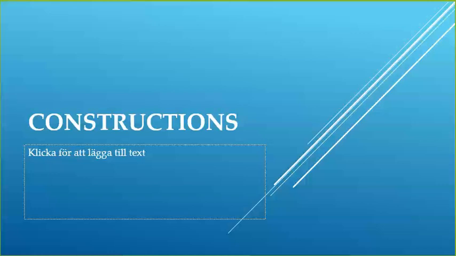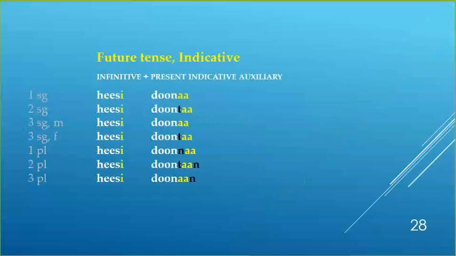constructions that then consist of two verb forms. We have a future tense, which in the indicative then consists of the infinitive plus the present tense indicative of the auxiliary. So this form, if we talk about forms, this form is a present indicative. And since it's a present indicative, we can also have it in the reduced form. We can also have it in the subjunctive, and we can also have it in the reduced subjunctive, this auxiliary. So that this construction then exists in all the forms that any present tense form can exist in.